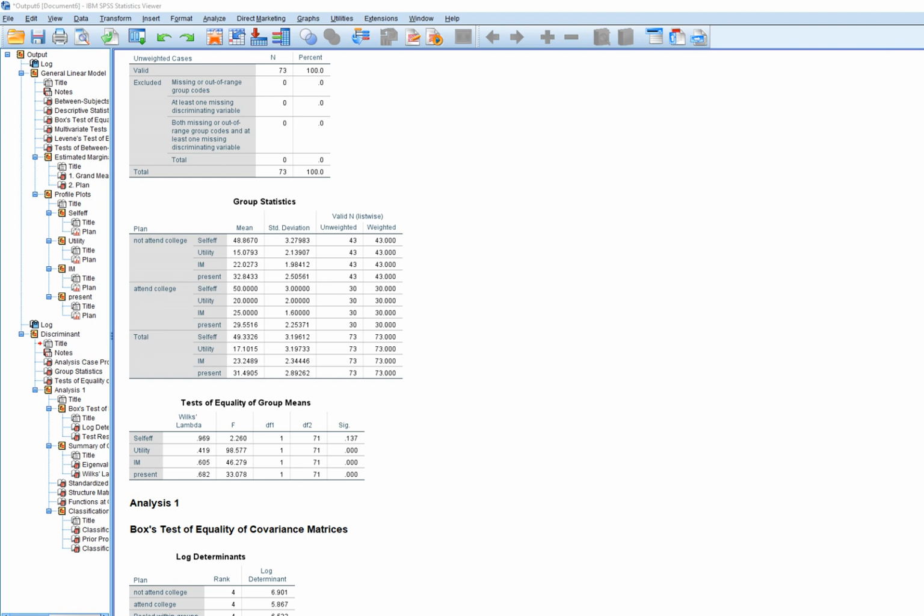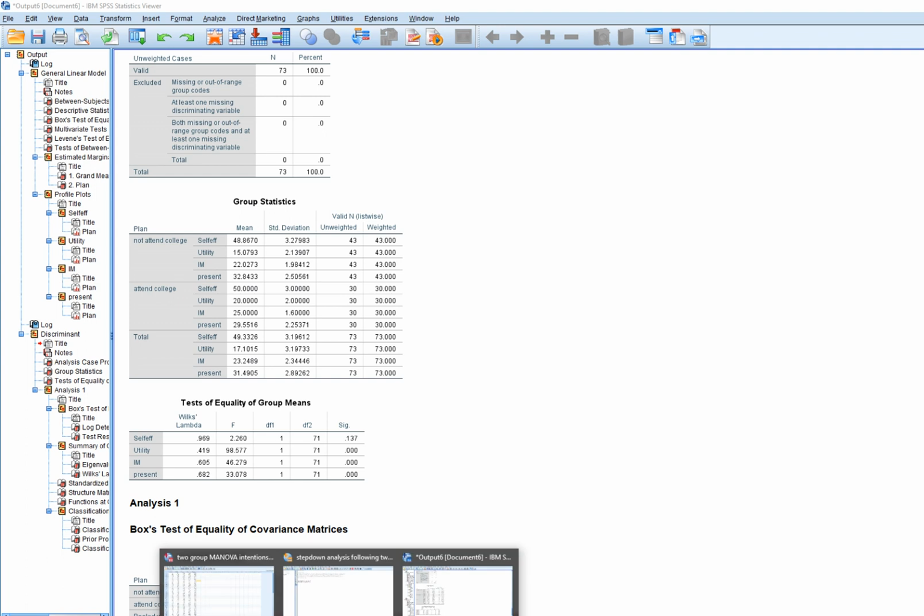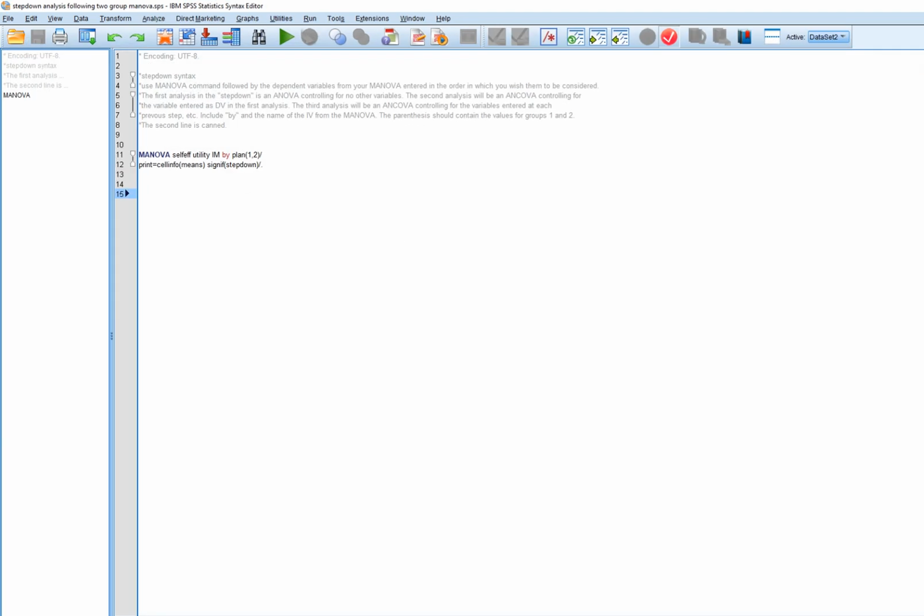There's another option which is called step-down analysis, which I don't really see very often in the literature, but it is something that you could theoretically do. But this does involve utilizing some syntax. So right here, what I've done is I just created a little syntax file, and I'll link this up in my video description so that you can download this.